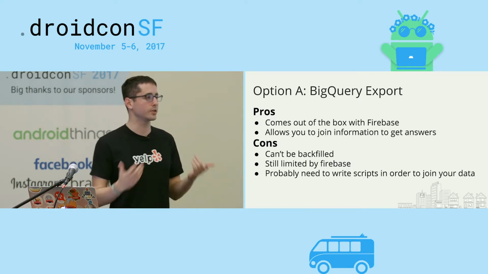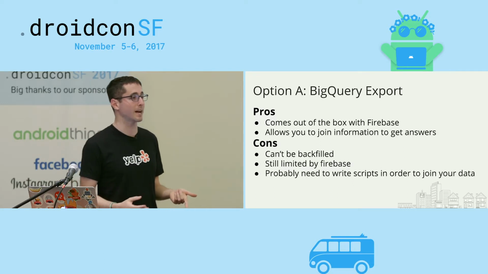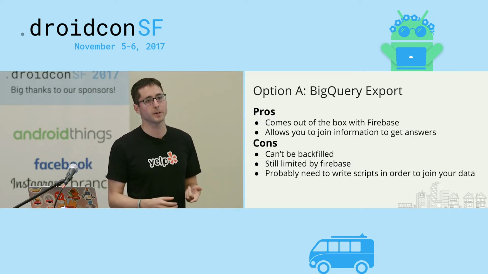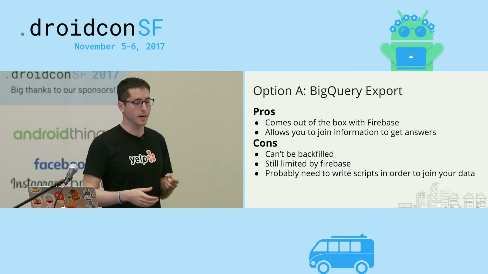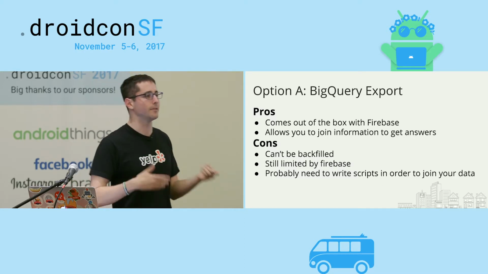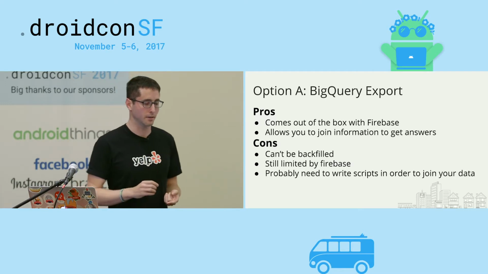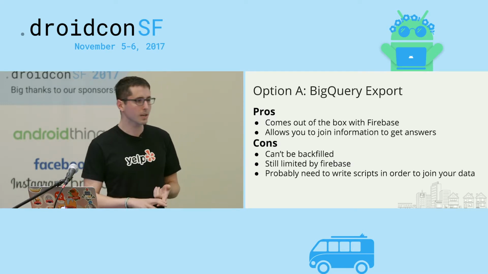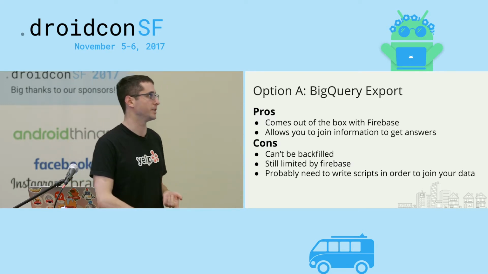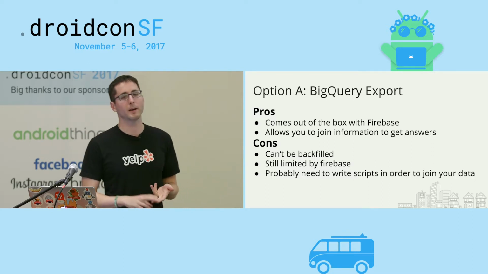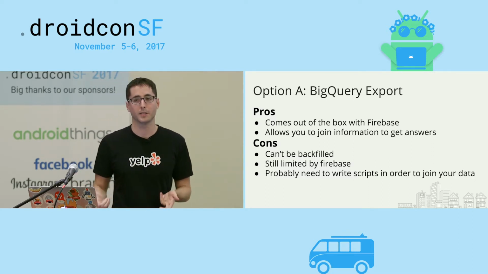Now, the downsides are, like so many things with Firebase, first and foremost, it can't be backfilled. If you have an internal metric system and you realize that we weren't tracking this thing, but we can derive it from some existing user data, you can go run a backfill job and get that data within a couple of hours. You can't backfill data into Firebase. You're also still limited by whatever limits Firebase places on you.